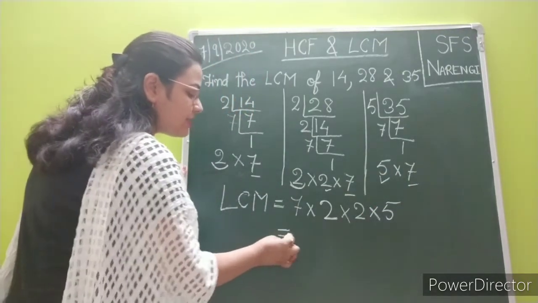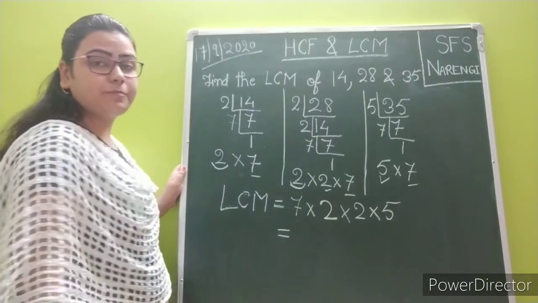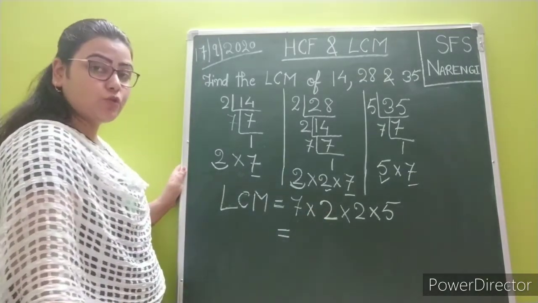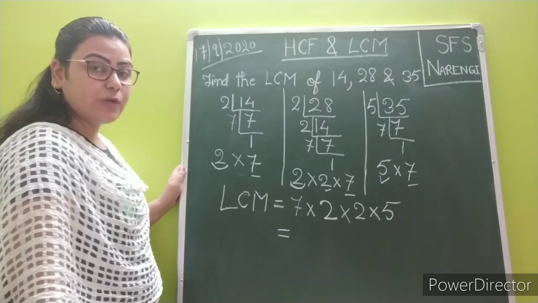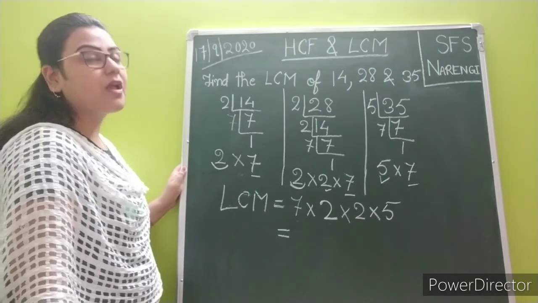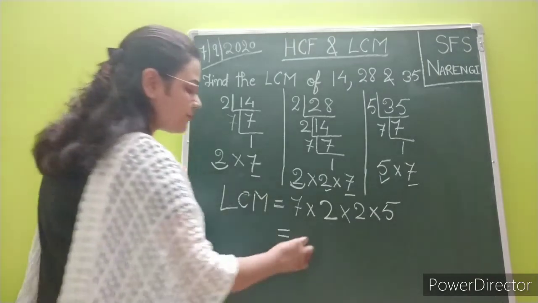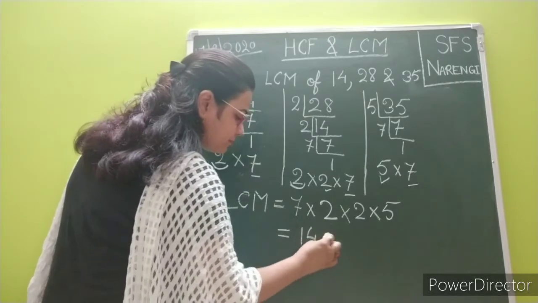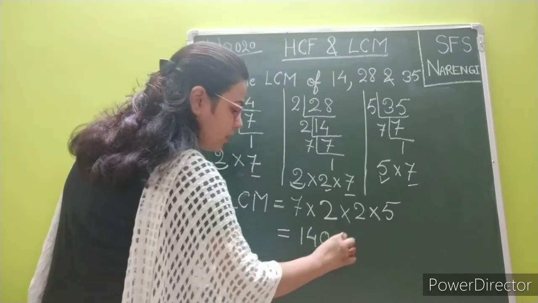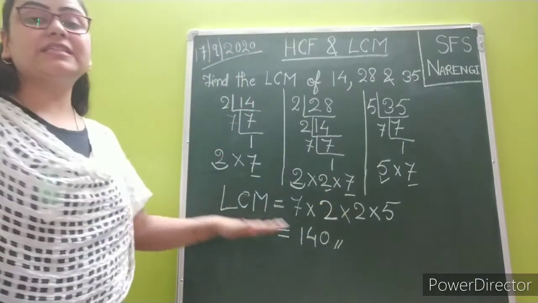So, what will be the LCM? 7 twos are 14, 14 twos are 28, and 28 into 5 is 140. You will have to do it. Okay. So, this is our LCM.